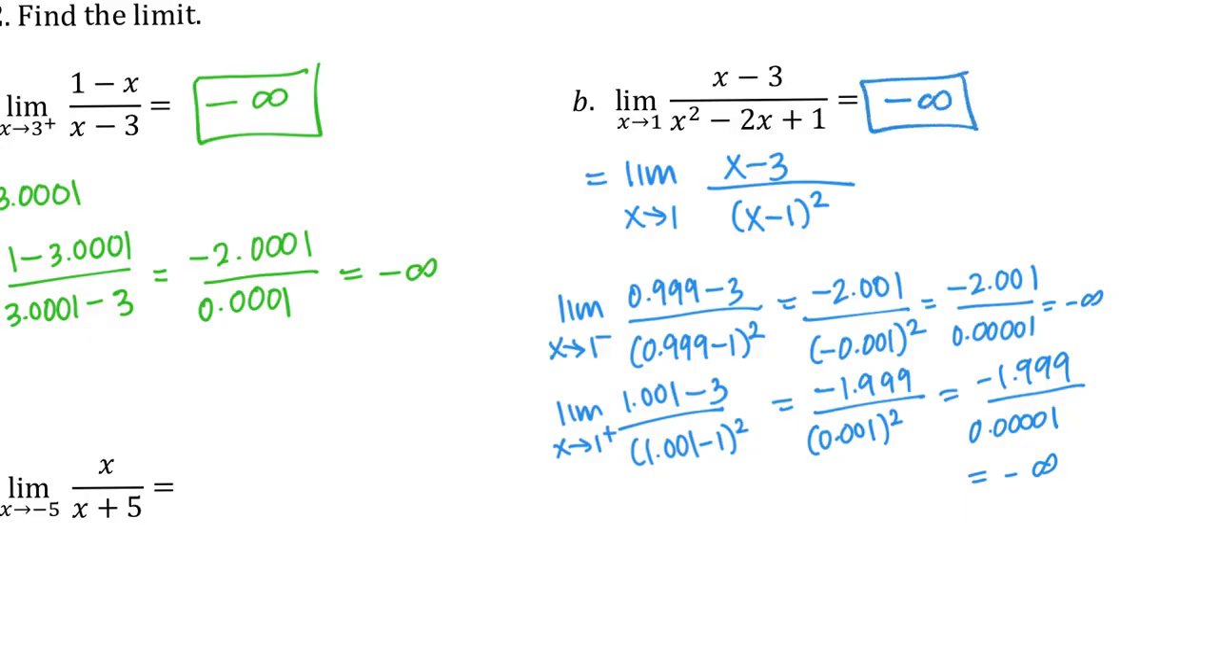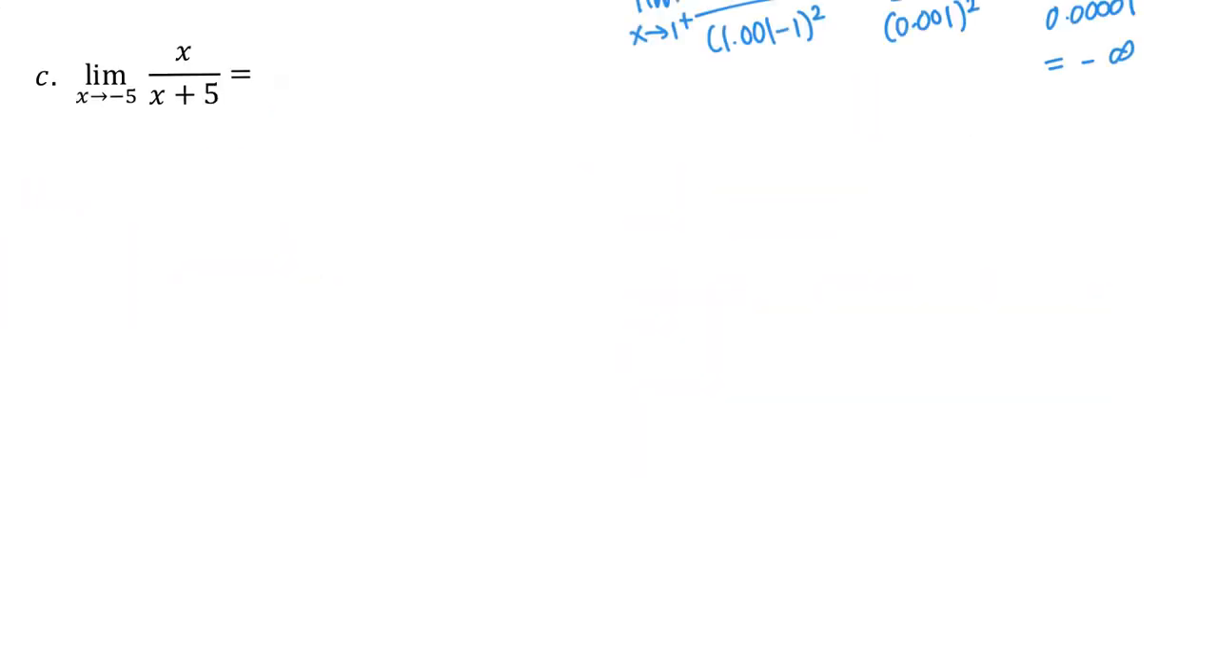Okay, if one of these had been positive infinity and one of these had been negative infinity, I would have concluded that the limit does not exist. Okay, let's consider one last one. Limit as x approaches negative 5 of x over x plus 5. I can tell that at x equals negative 5, there's going to be a vertical asymptote. So again, I'm expecting the answer to be positive infinity or negative infinity. Since it doesn't tell me positive or negative, I need to consider both directions.